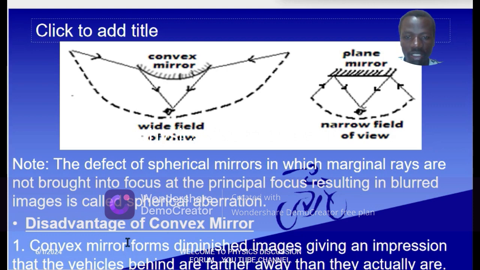Therefore, we can move to the disadvantage of convex mirrors. We always know that whatever has an advantage has a disadvantage. The disadvantage of this is that it forms a diminished image, smaller in size than the object, giving a wrong impression to the driver of the vehicle behind it. It doesn't tell the actual distance of the other vehicle. So it gives a wrong impression, which can result in an accident.